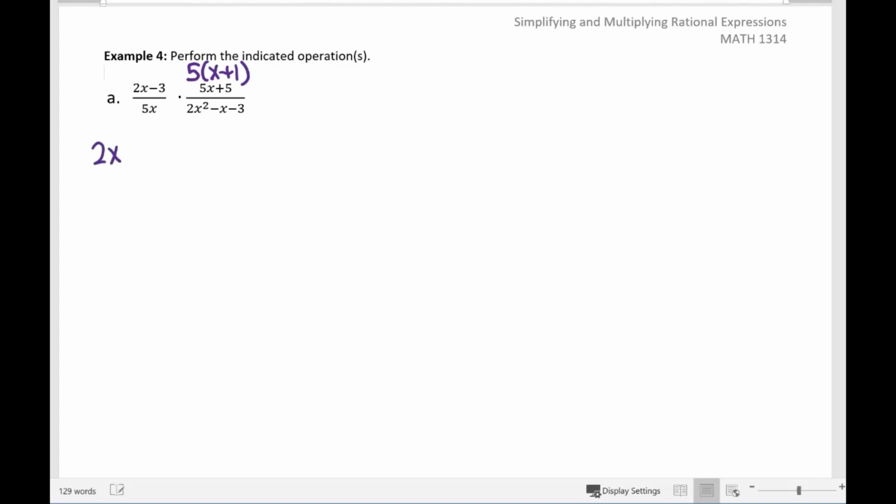So far, I said I couldn't do anything with my first fraction. My second fraction, I said I could rewrite the second numerator by factoring out the GCF. I'm not going to worry about trying to factor the parenthesis any further because it has an x to the first and there are no GCFs hiding. But let's look at that 2x squared minus x minus 3.